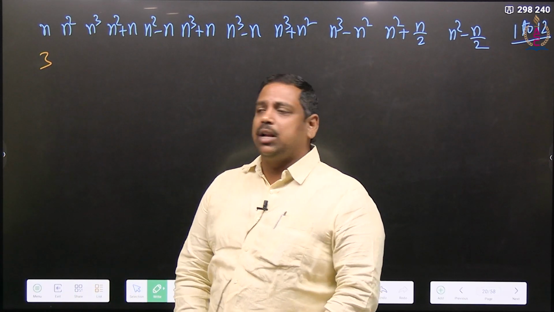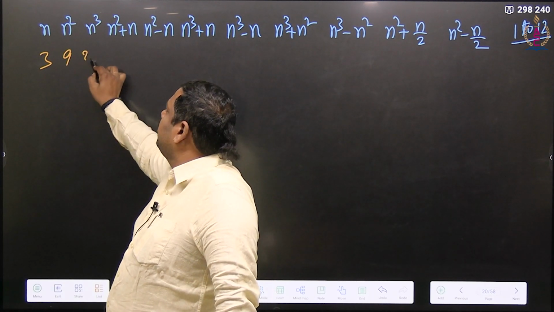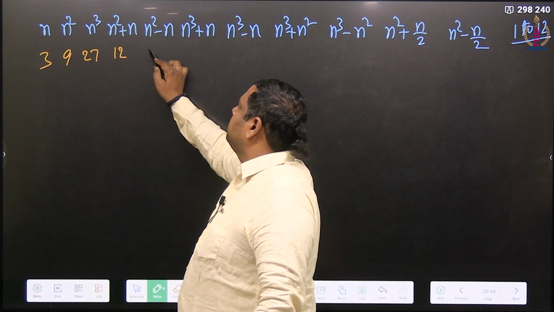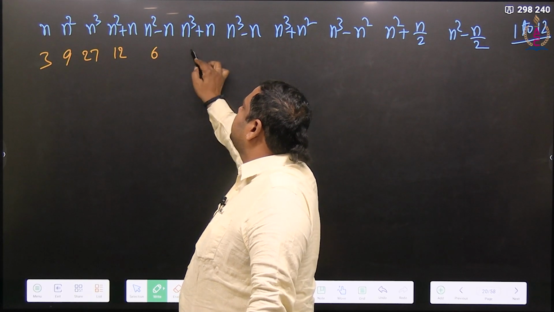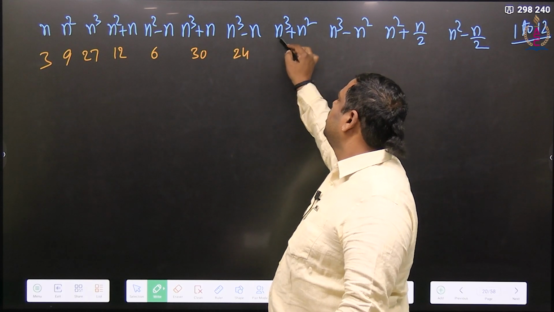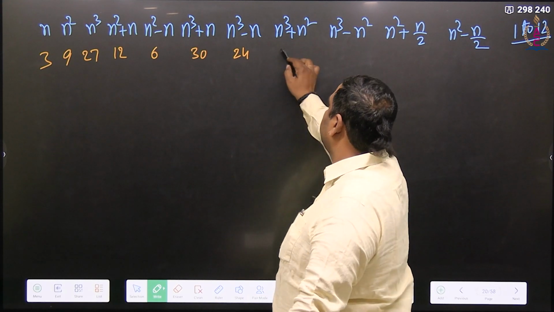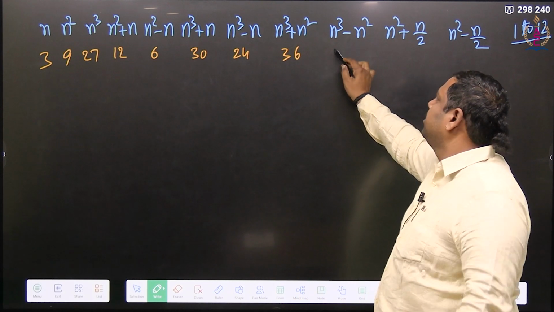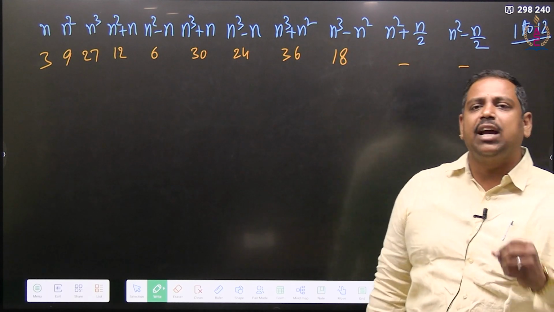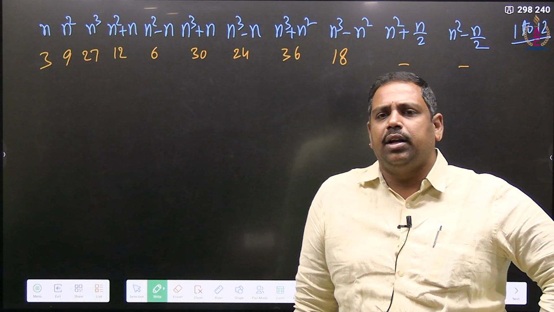So tell me, 3 square is 9. 3 cube is 27. 3 square plus 3, 12. 3 square minus 3, 6. 3 cube plus 3, 30. 3 cube minus 3, 24. 3 cube plus 3 square, 27 plus 9, 36. 3 cube minus 3 square, 18. No need to write these 2, because n by 2, if you take an odd number by 2, you will get a decimal. I don't want it. Let's go for the next one.